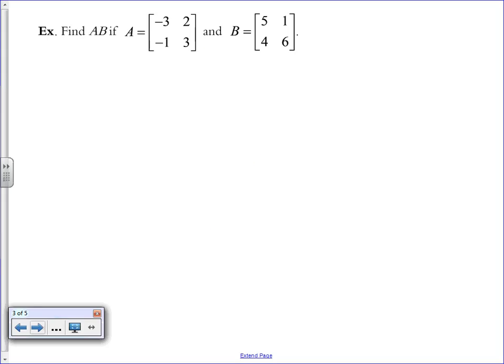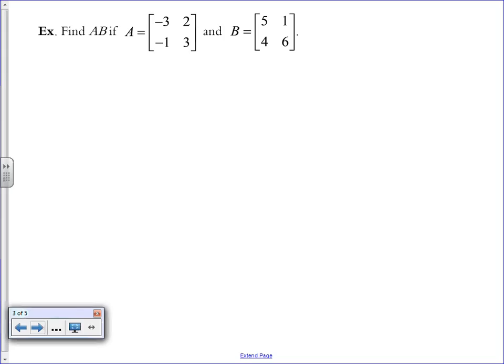So how do we do it if it is possible? In this example, we're going to find the product of A times B, and again, the order does matter, if A is that 2 by 2 matrix and B is this other 2 by 2 matrix. Now the first one has 2 columns and the second one has 2 rows. Therefore, I can find this product.